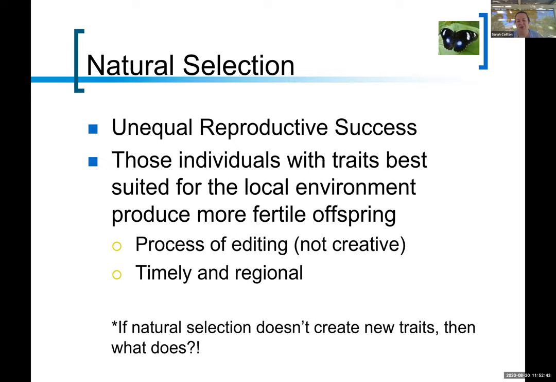And so there's my little note to remind us that if natural selection doesn't create new traits, then what does create new traits? I'm going to let you stew about that for a minute. We'll answer the question, but I'm just going to let you sit for a minute with that.